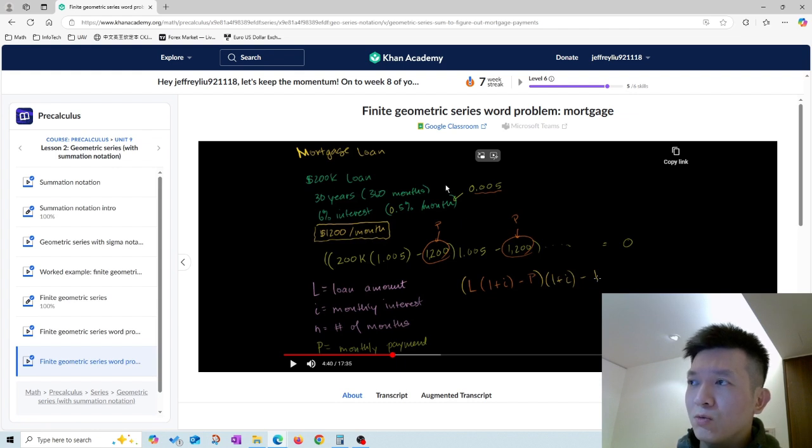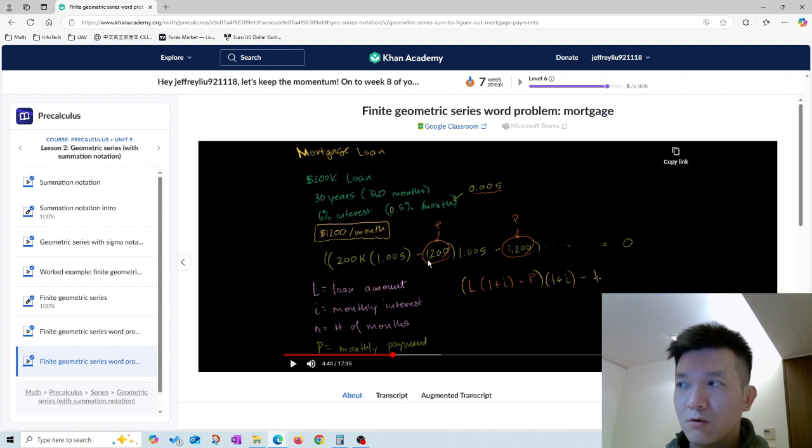We try to, with this information, get this number here. Okay, so 200,000 times 1.005, and you pay monthly, so you pay the $1,200 later, and that's your first month's payment. But we still have 359 months to go, right?